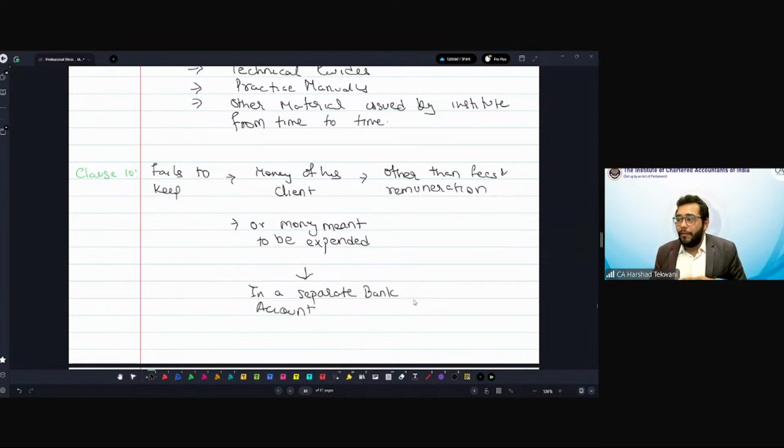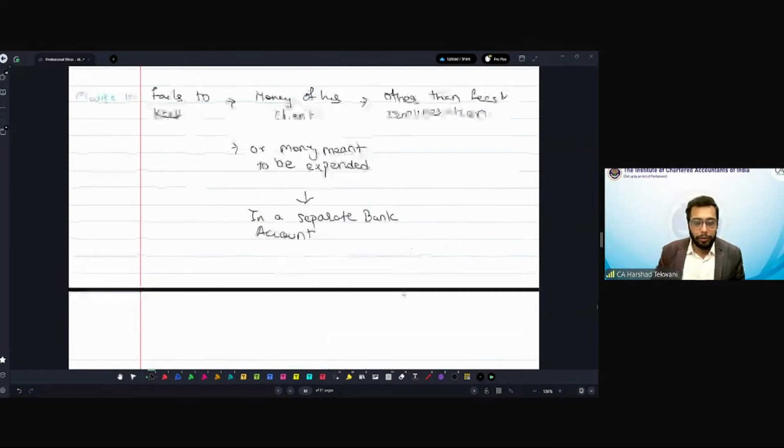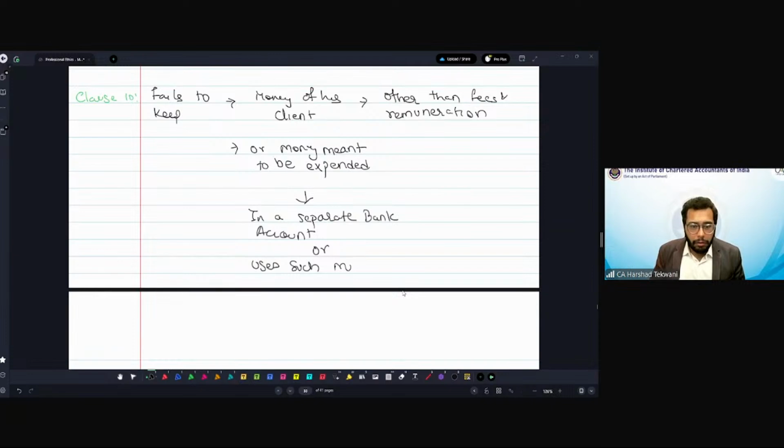Or uses such money for the purpose which they are not intended for. Okay. If that is done, like if he's spending the money for other purposes, in that case, he will be held guilty of professional misconduct.